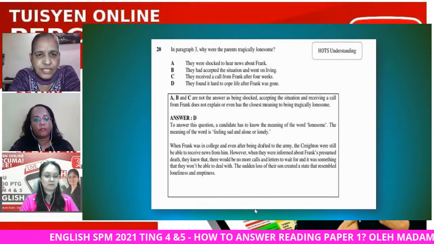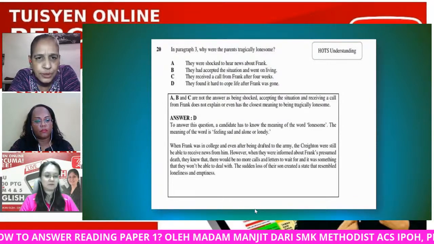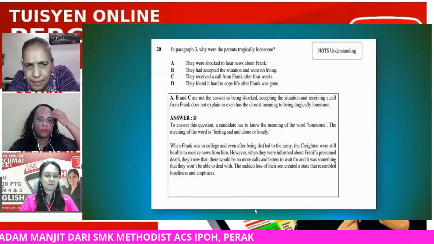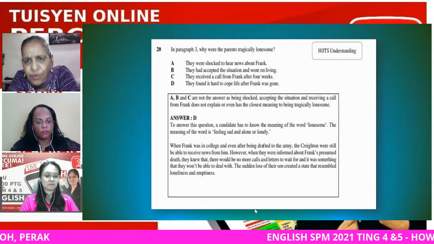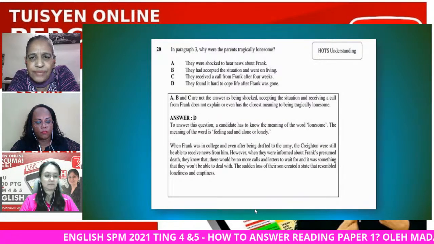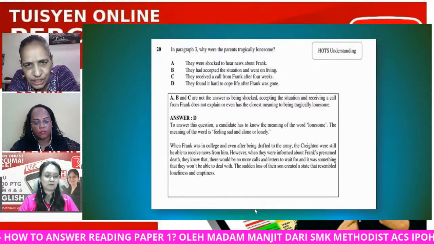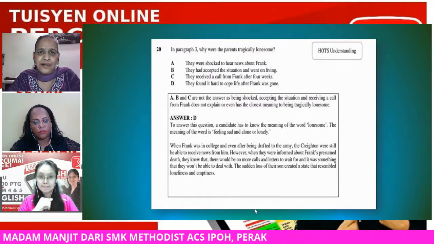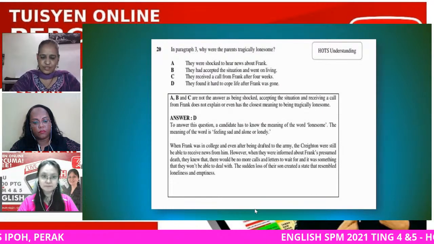When Frank was in college and even after being drafted to the army, the Clintons were still able to receive news from him. However, when they were informed about Frank's presumed death, they knew that there would be no more calls and letters to wait for, and it was something that they wouldn't be able to deal with. The sudden loss of their son created a state that resembled loneliness and emptiness. Sometimes you're an only child or your loved one is missing. Now with COVID-19, so you will know. So what is the right answer, everyone? D. Okay, the answer is D. Let's continue with 21.